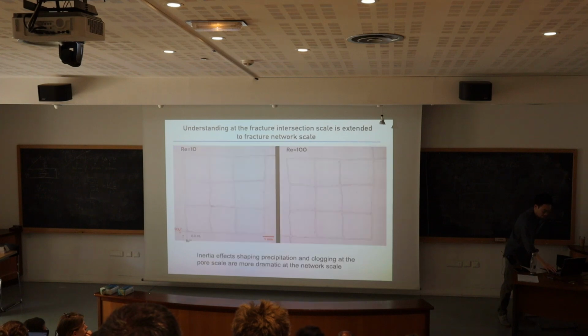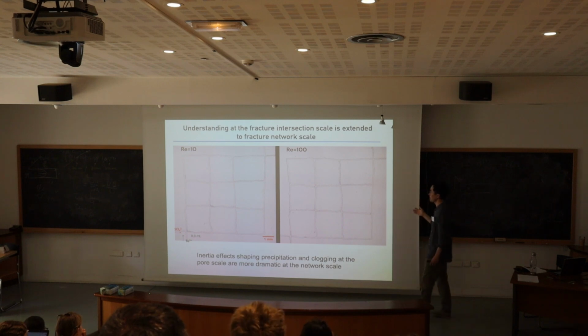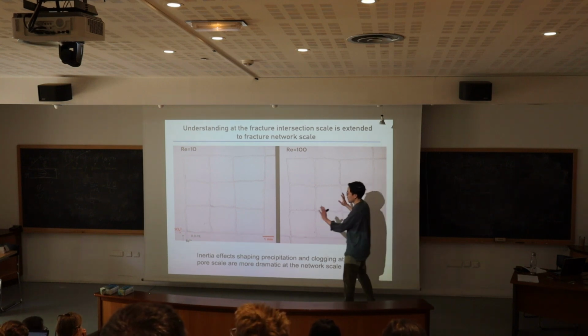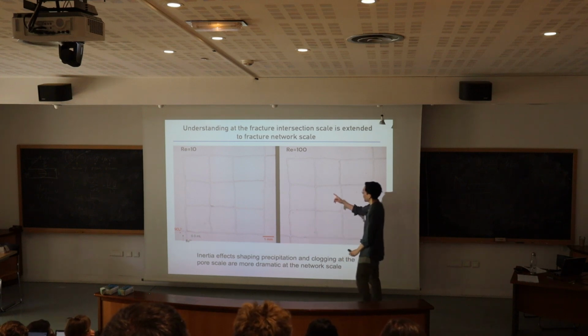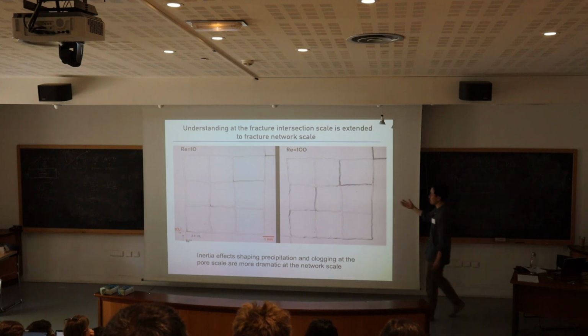And the final experiment that I will show you is how we can use this idea for network scale precipitation. Okay, so it's a rough 3x3 fracture network. So it's increasingly so that flow symmetry can be broken, right? And the left is low Reynolds number, and right is high Reynolds number. And this is what we started with in the presentation, right?